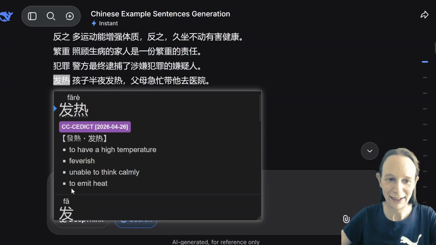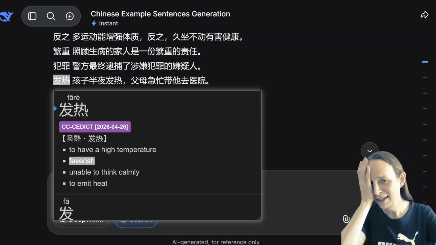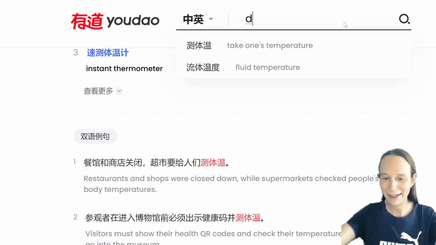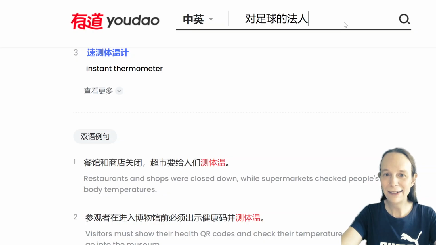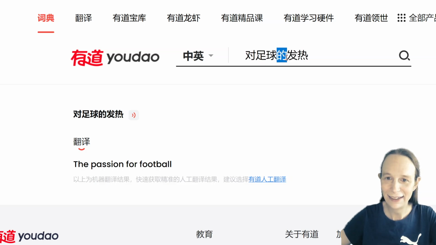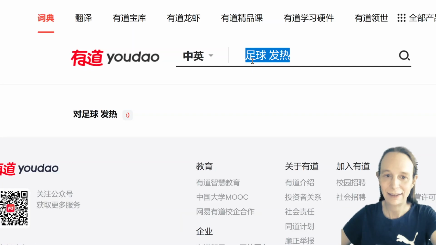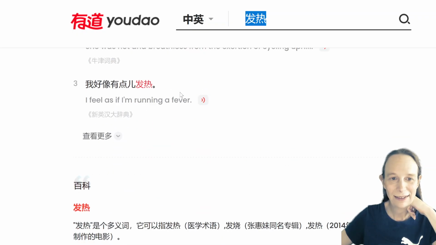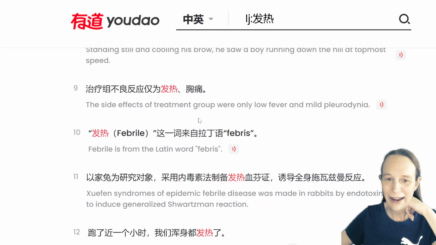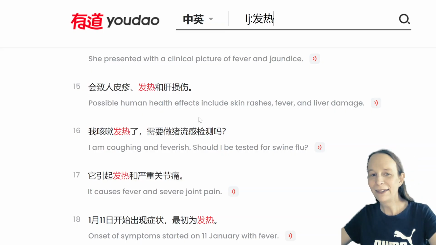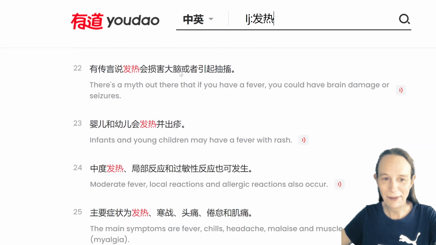So literally this, but don't know the others. Oh yeah, 发热 feverish. Like 对足球发热, there is this kind of one. Ball fever. Maybe it's relatively rare though. It does exist. I have seen it. But all right, maybe most of the time it's just medical. You're hot.